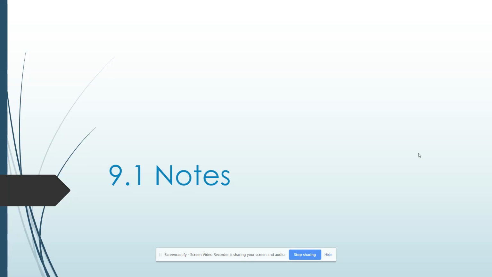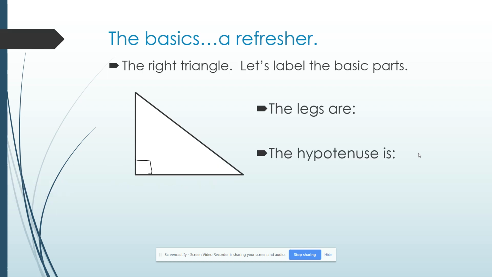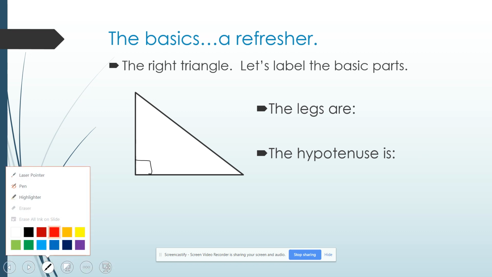Welcome back, everybody. We are starting our trigonometry unit, and today we're going to start with the very first section on the basics and the 6 trig values. So let's take a look at our right triangle.